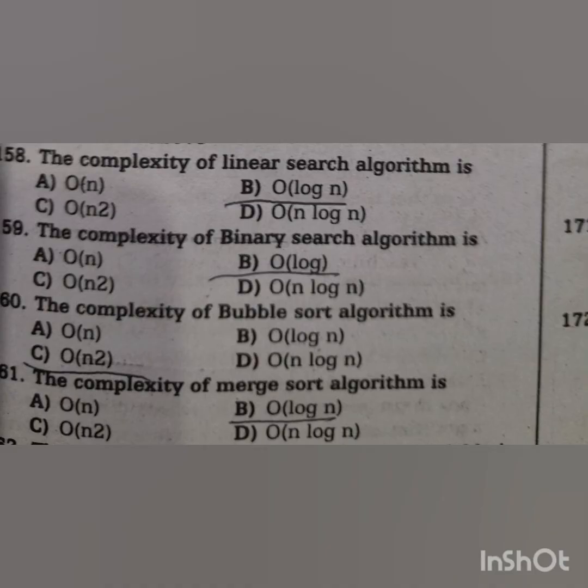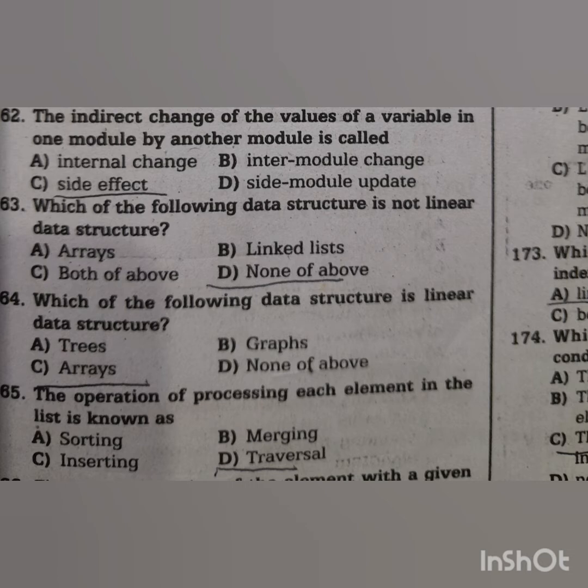The complexity of linear search algorithm is n. The complexity of binary search algorithm is log n. The complexity of bubble sort algorithm is n squared. The complexity of merge sort algorithm is n log n. The indirect change of a value of a variable in one module by another module is called side effect.